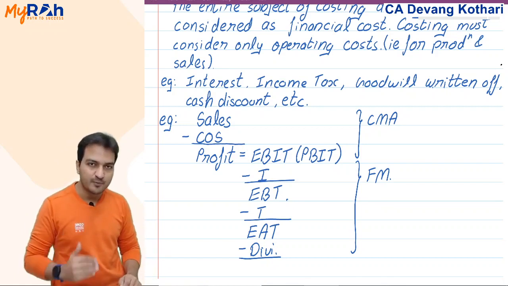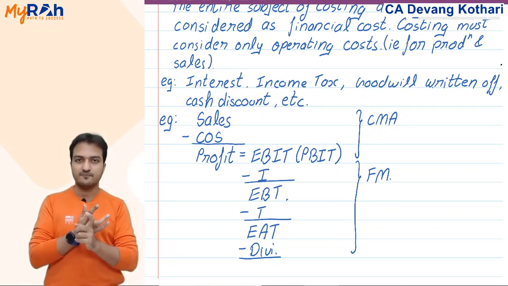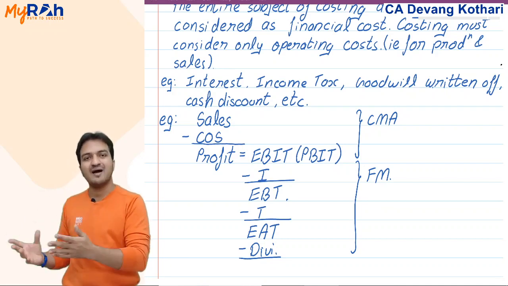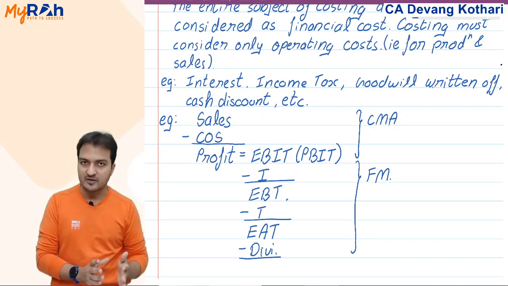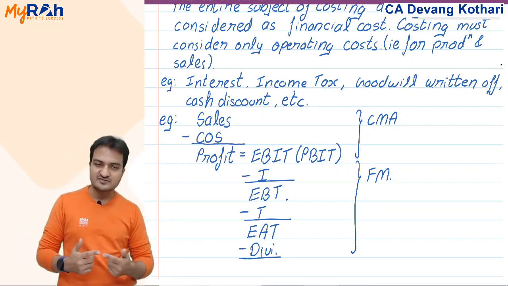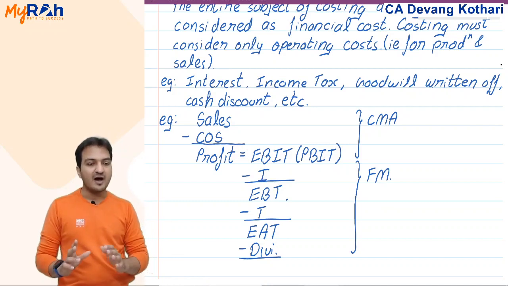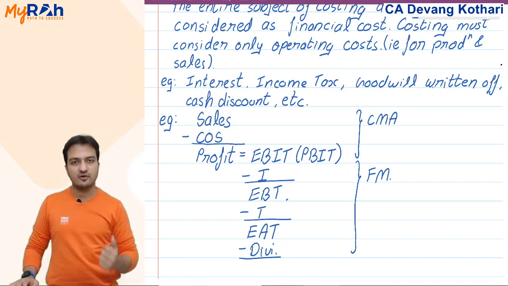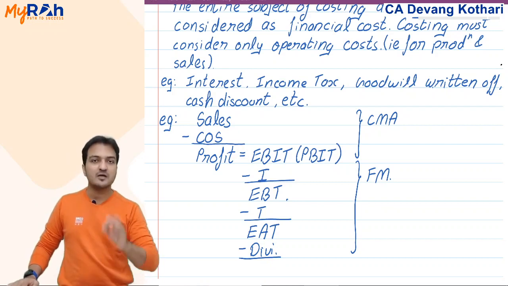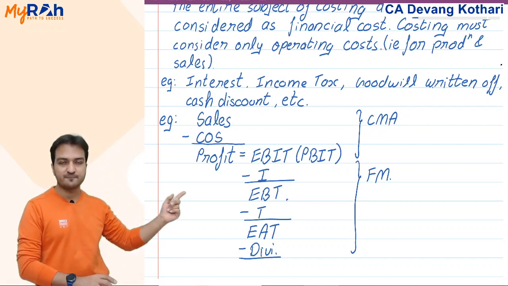While deciding selling price, I will consider only quantity discount or trade discount. If I know that for bulk quantity I will be giving discount, then for bulk buyers I will accordingly decide the selling price. If I know that for routine buyers I will be giving trade discount, then I will decide selling price accordingly. But I don't know whether cash discount will be given or not, so I cannot consider it while deciding my selling price. That I will not consider while doing my entire subject of costing.